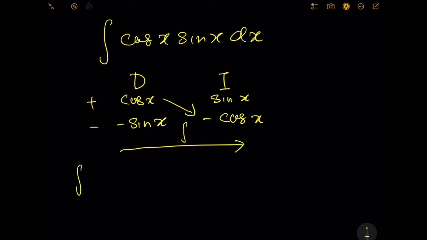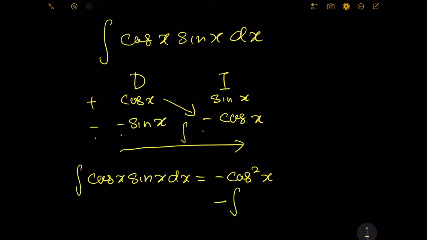So therefore the question, integral of cos X sin X dx, is actually equal to positive cos X multiplied by negative cos X, which becomes negative cos square X. Here we have 3 negatives, 1, 2, and 3. So 3 negatives multiplied is still negative. Integral of sin X cos X dx.